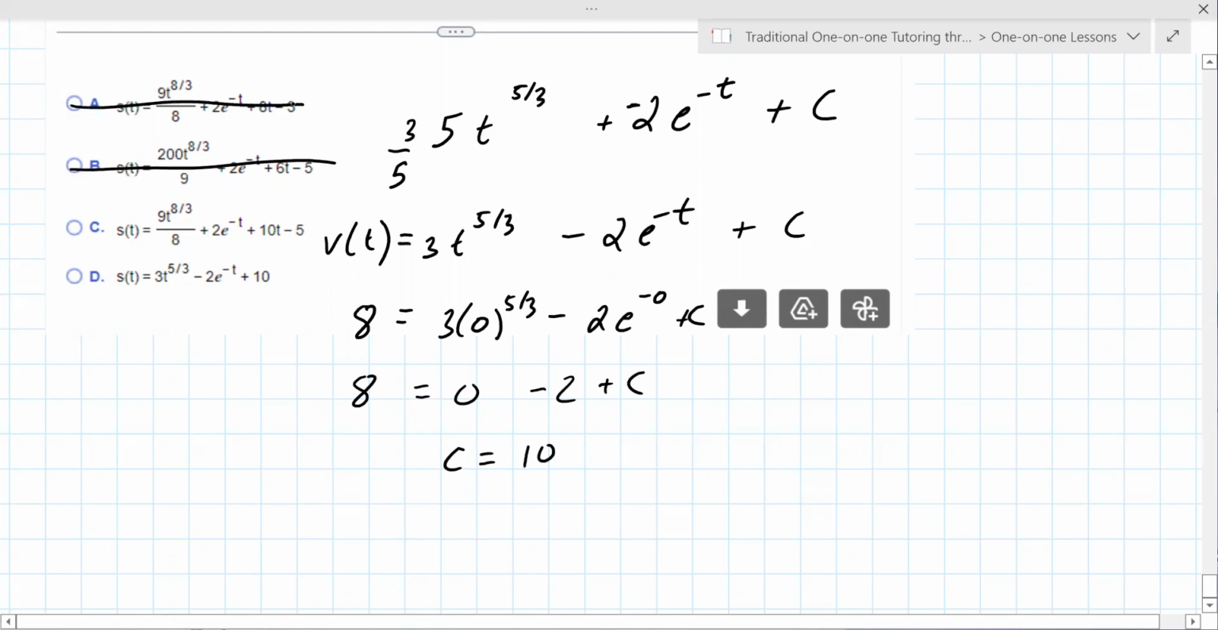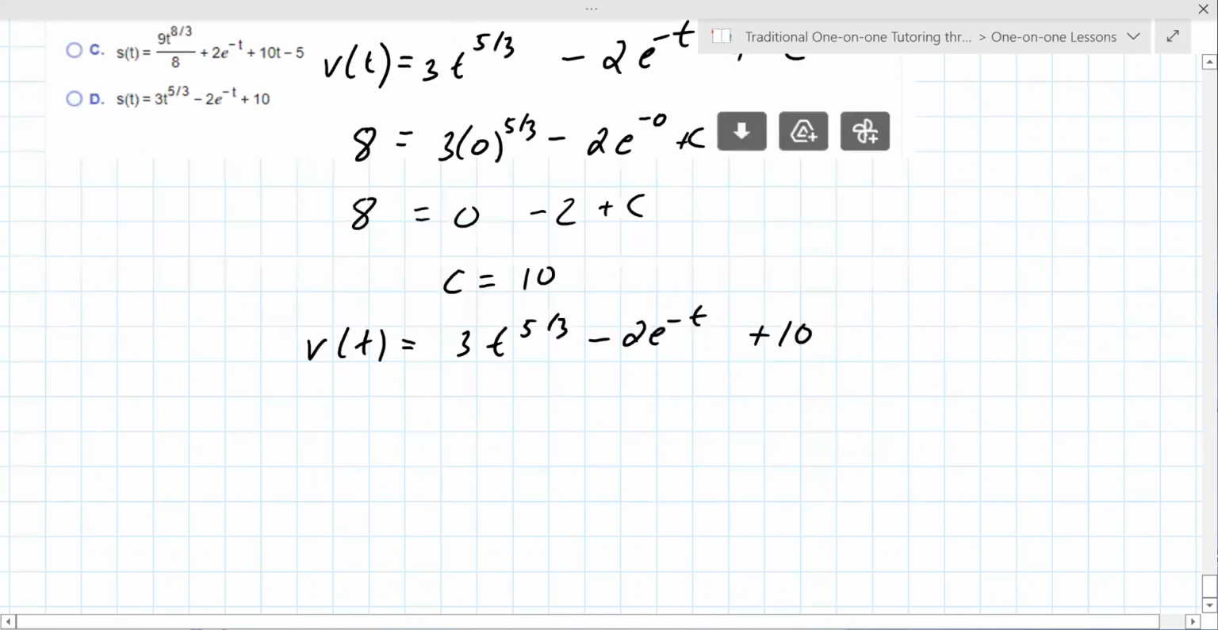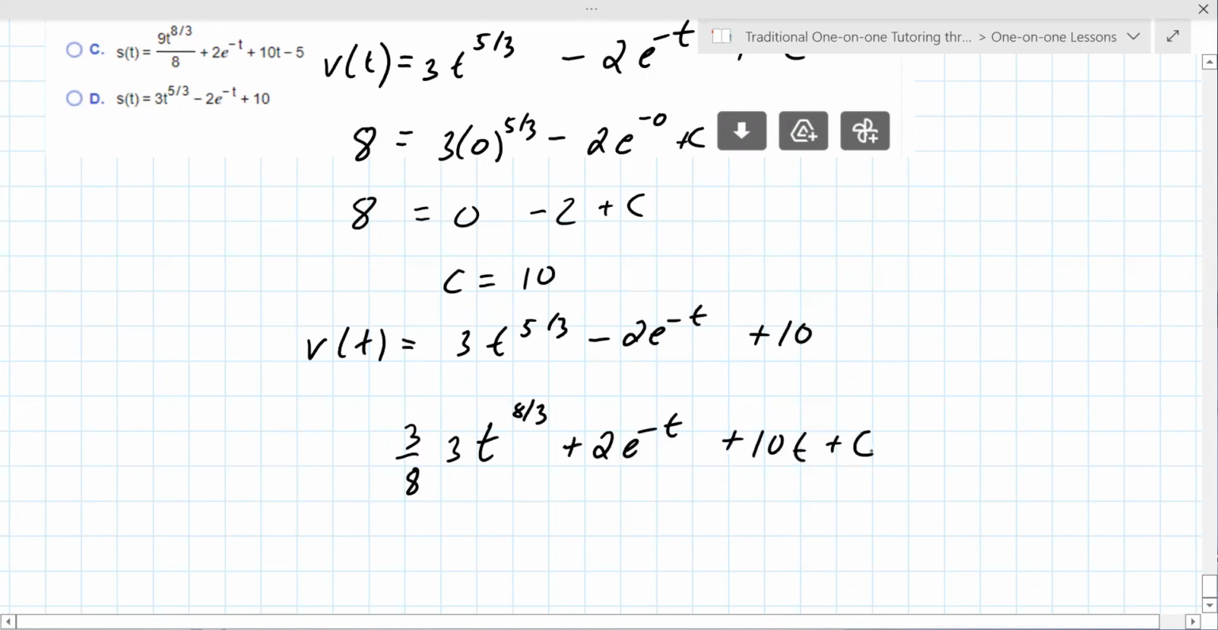I'll show you as we carry on the calculation. It eliminates one more, but let me carry this on one more step. So you have to then integrate this. So it's t to the 8/3, and then 3 comes down, but you multiply by 3/8. Minus, I'm sorry, this will be plus 2 e to the minus t, because the minus again has to come out to cancel with that one, plus 10t plus c.